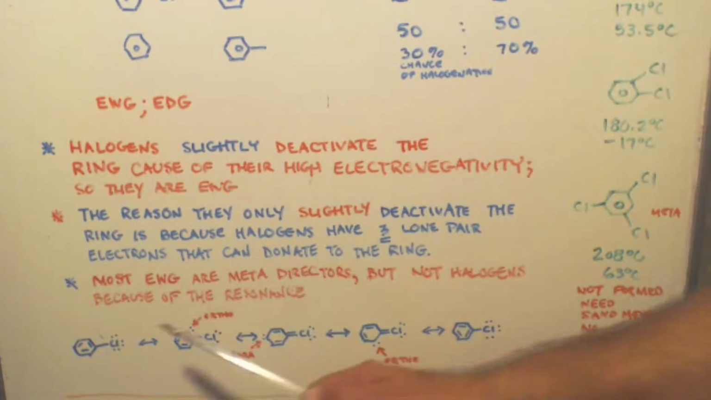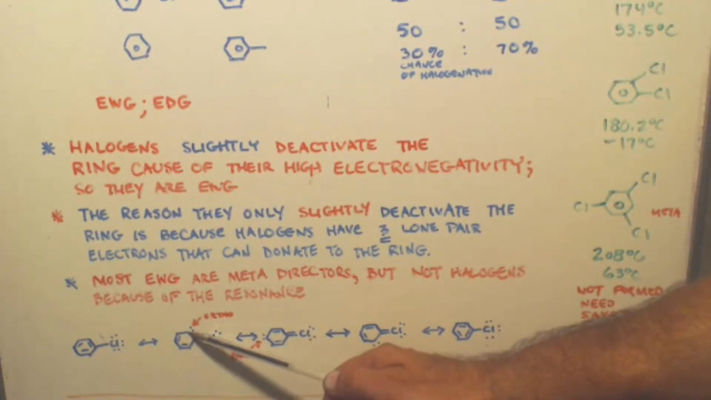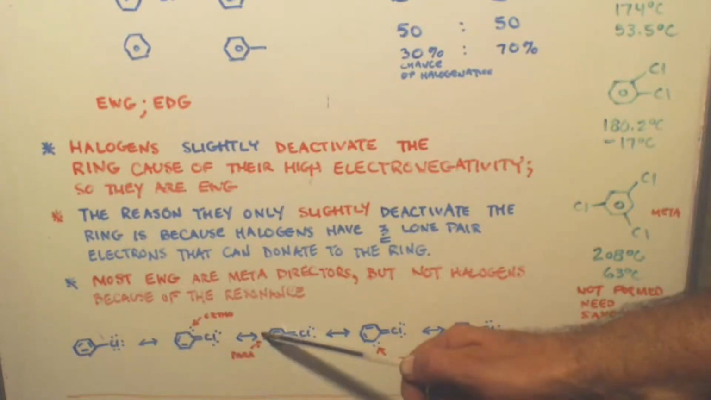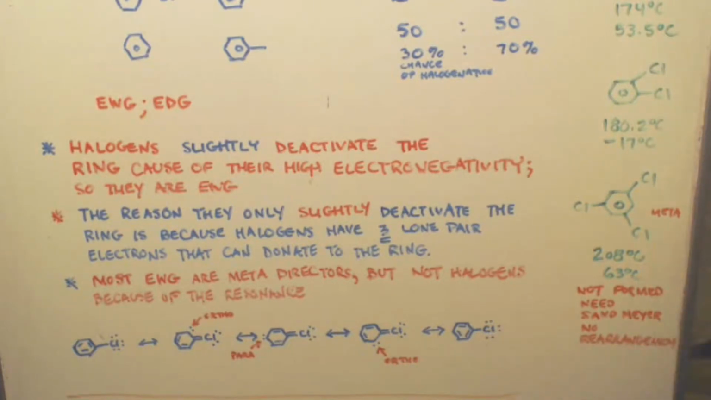And look at where the charge is. When you jump your electrons around, look, it goes into the ortho position, para position, ortho position, and then back onto the chlorine. That's why it's an ortho-para director, because these electrons are jumping around on those positions on the ring. That's where the ring is active. That's where it wants to react. And that's why things will attach to those positions, okay?